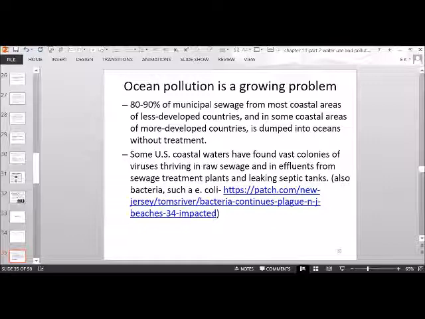Also, you have bacteria such as E. coli. And sometimes in the summertime, you'll hear about beaches being closed due to bacteria. The bacteria is usually E. coli, and that comes from sewage. If it rains a lot, you might have sewage coming onto the beaches, and that brings E. coli with it. So you can look at this link here for more information about that.